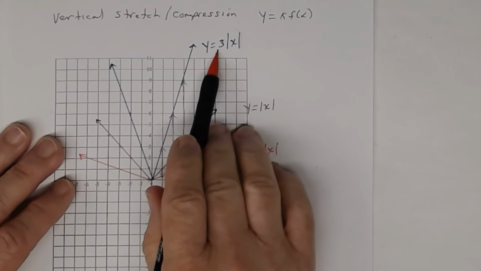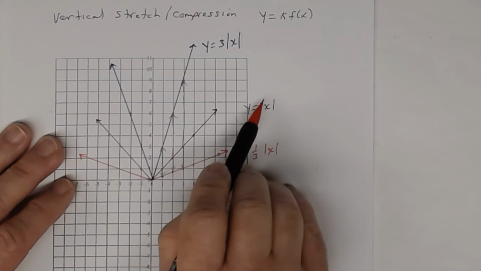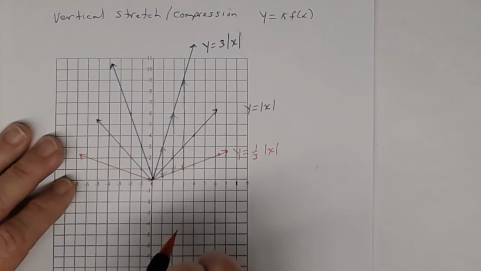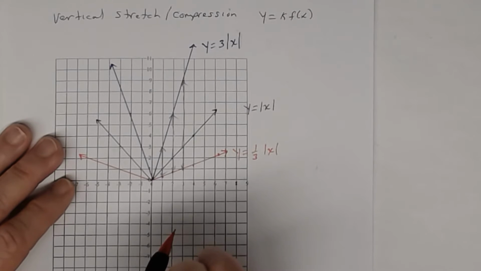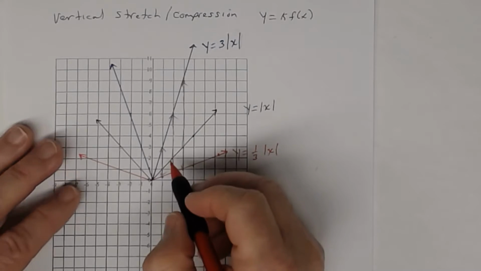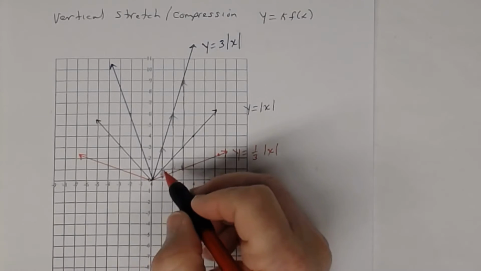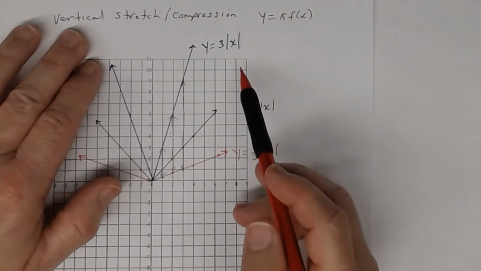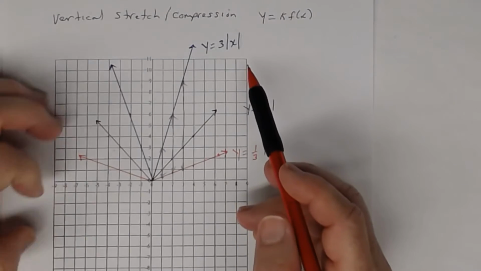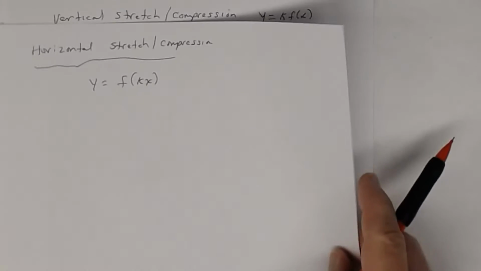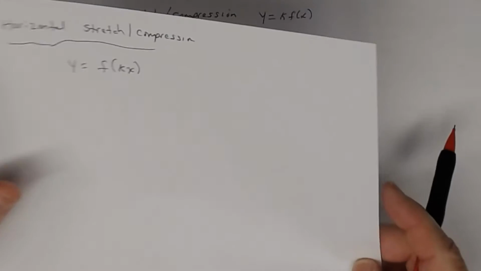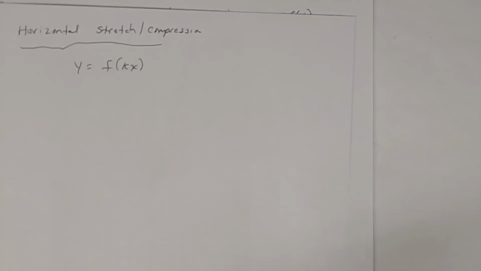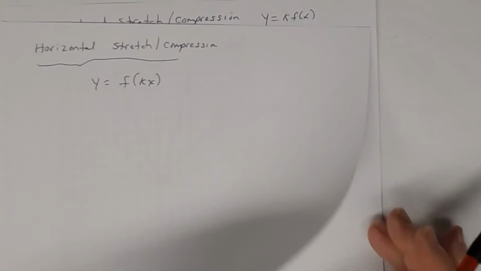All right, so whenever you're multiplying your parent function by a number on the outside, that's either a vertical stretch or a vertical compression. I want you to notice something though, and that's going to help us when we talk about horizontal stretch and compression in a little while. A vertical stretch or compression is a lot easier to understand than a horizontal one. This is easiest to understand, so that's usually why it's done before the discussion of horizontal stretch or horizontal compression.